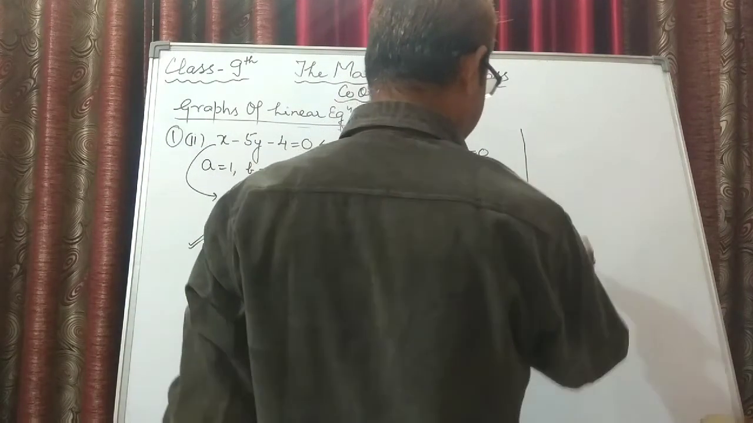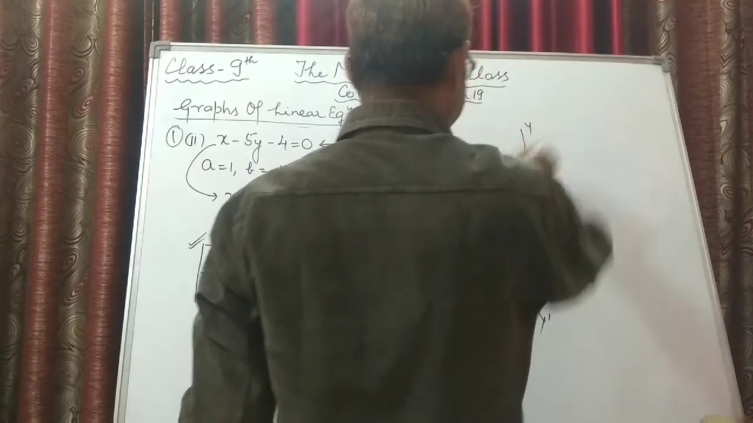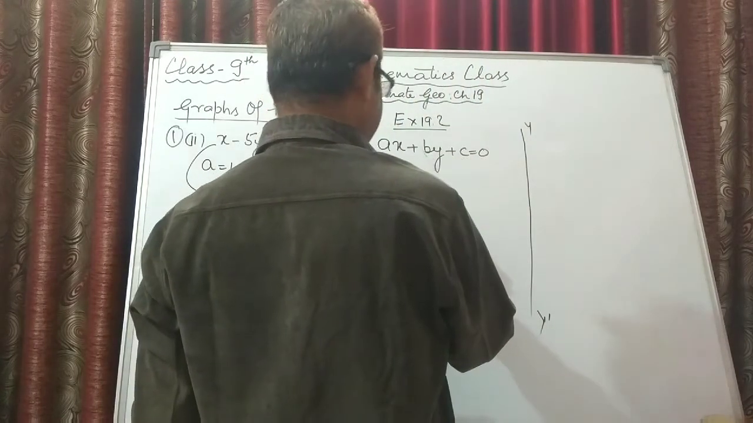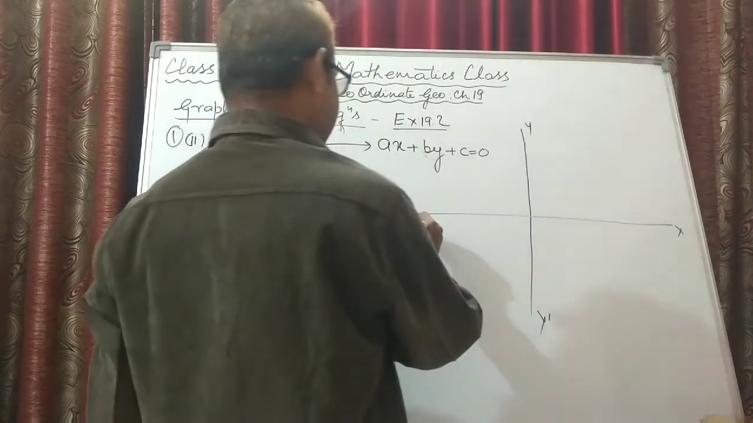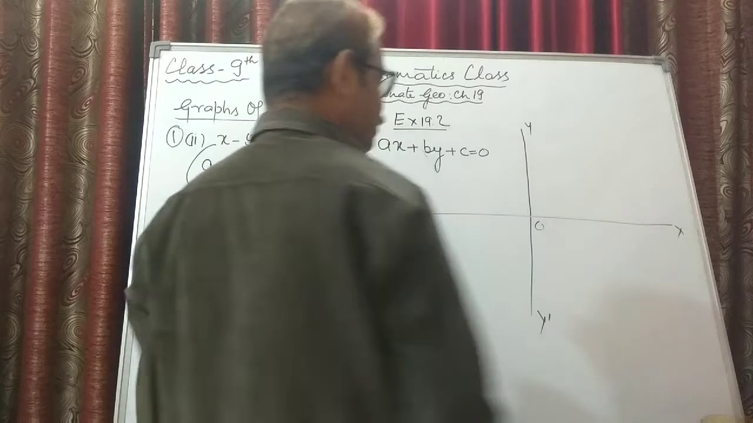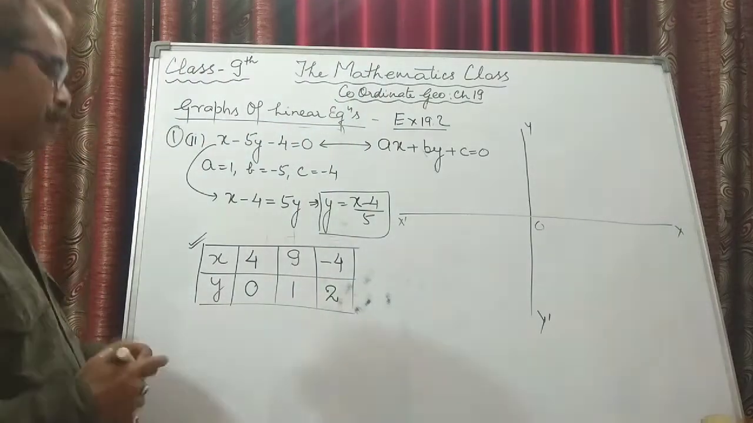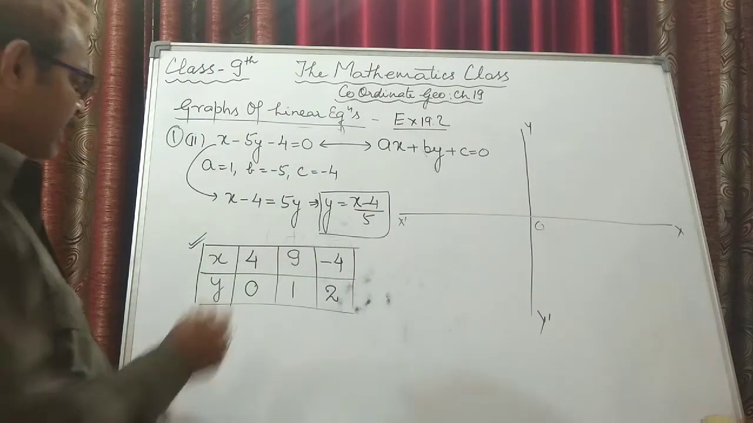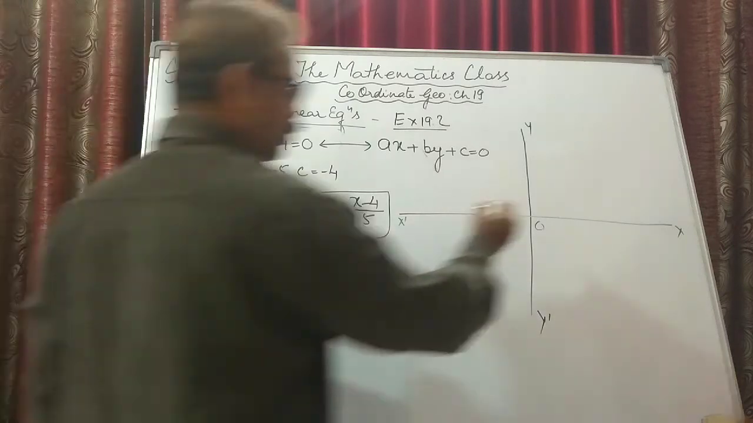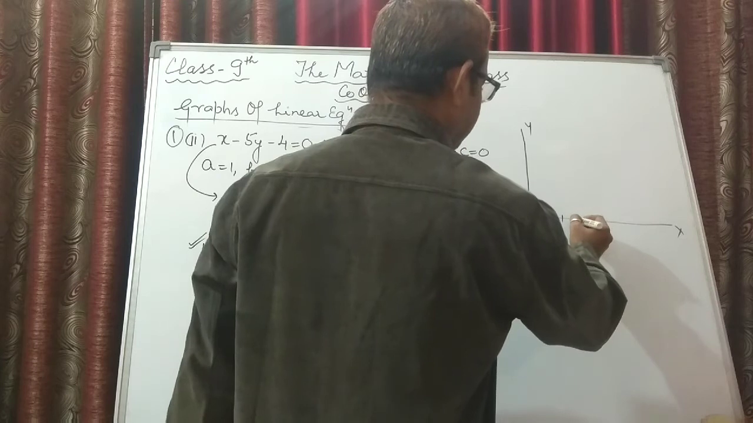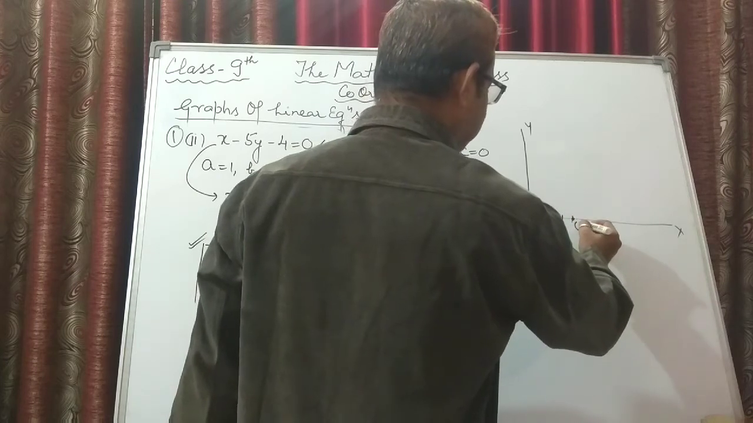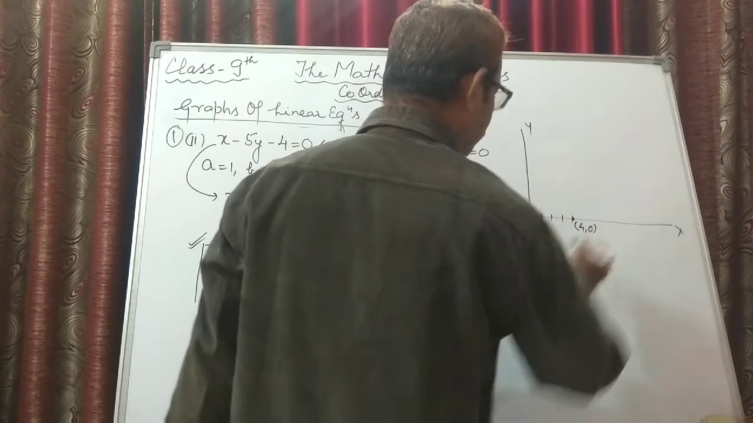This is y dash, y-axis, and somewhere here is my x-axis, x and x dash. This is my origin. This all you have learnt in the previous class. Now when x is 4, y is 0. So 1, 2, 3, 4. This point is 4, 0.